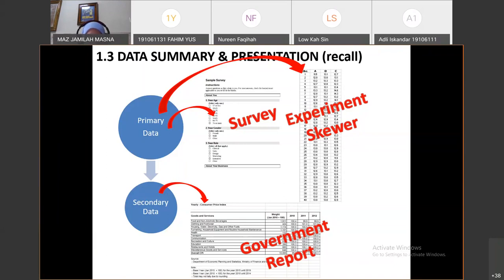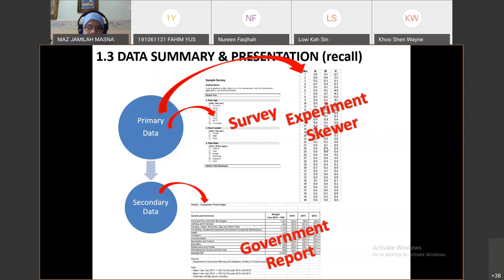Can someone tell me what a variable is in your own simple way? Can someone just share your thought? Subject of interest. Yes, subject of interest. Any subject of interest that you wish to investigate more will be your variable. And usually we denote that variable using a capital X, and from that variable we measure based on the observations that we have.